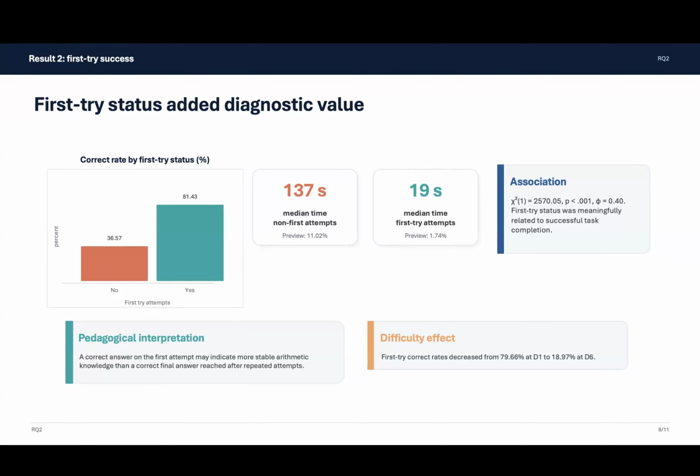The students who solve the task correctly on the first attempt probably demonstrate more stable arithmetic knowledge than students who reach the correct answer only after repeated attempts. The difficulty level breakdown supports this interpretation because the first try correct rate decreased from 79.66% at difficulty level 1 to only 80.97% at difficulty level 6.